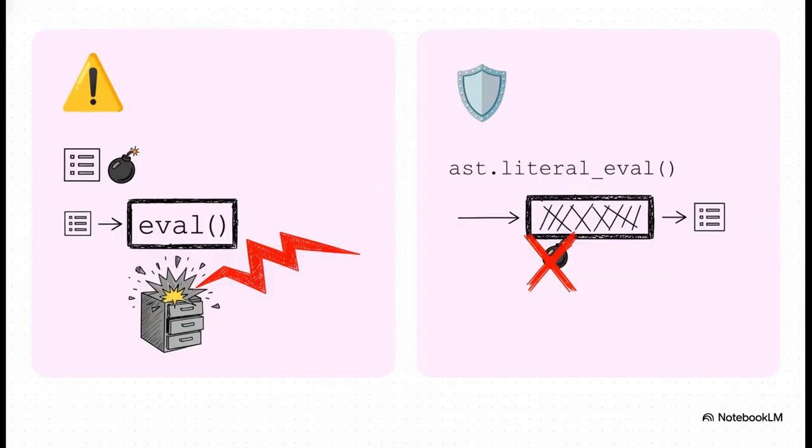And this takeaway is absolutely vital for security. If all you're trying to do is read a string that looks like a list or a dictionary, maybe from a config file or an API, do not use eval. Use ast.literal_eval. It is immune to code injection because it is fundamentally incapable of running code. It just parses data structures. That's it.